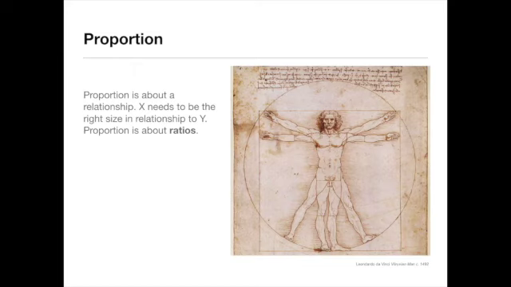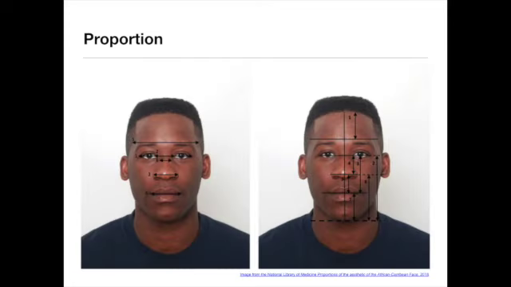All right, so when we're thinking about proportion, we're thinking about how different parts of a whole can relate to each other, or we can talk about how different objects relate to each other in terms of their overall size. All right, we also can talk about facial proportions, right?